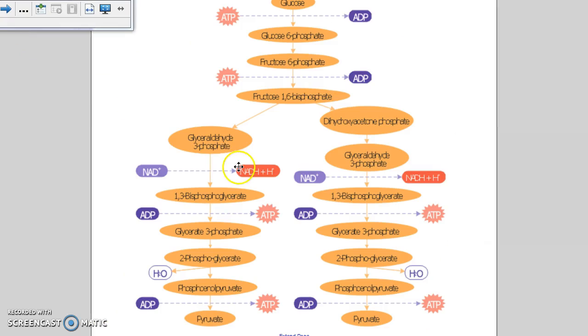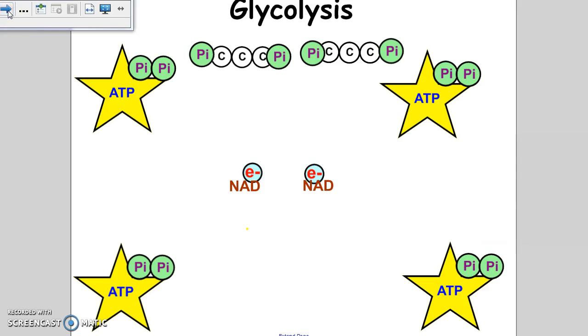All right, and so we can see that. If you go back to this flow chart here, we see that in reaction number 6 right there. Glyceraldehyde 3-phosphate becomes 1,3-bisphosphoglycerate. So I've got another phosphate. NAD becomes NADH. So that's a redox reaction, a form of energy extraction.